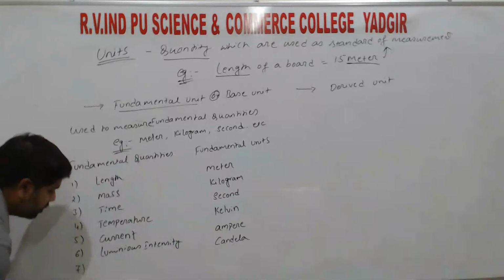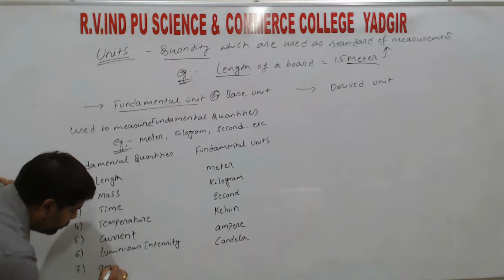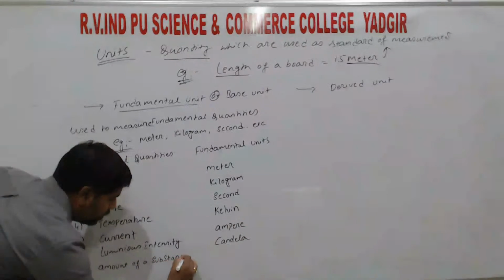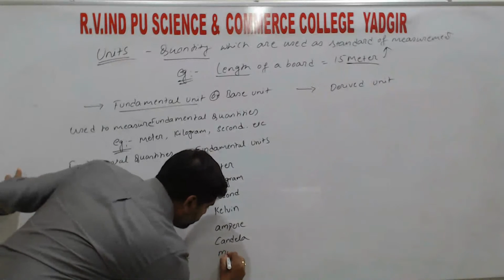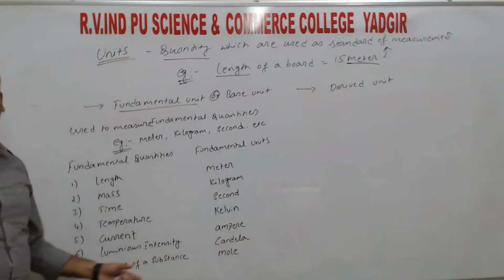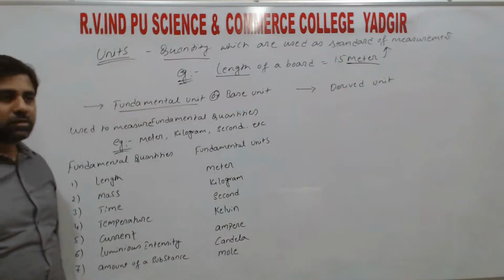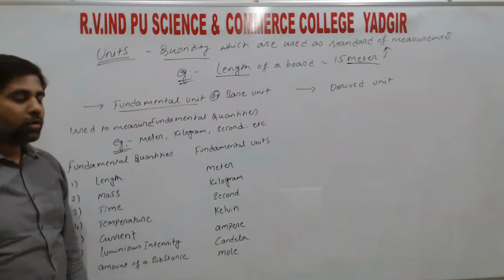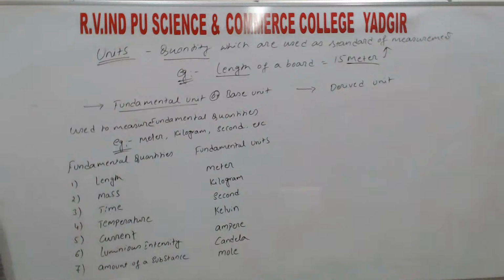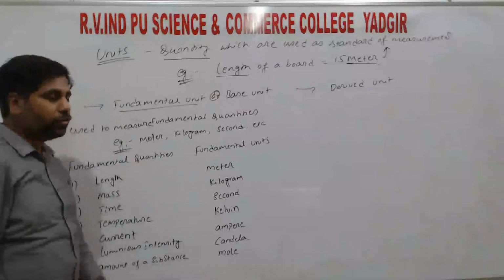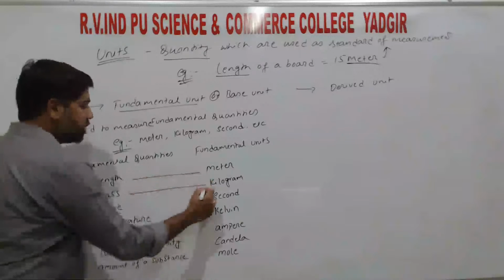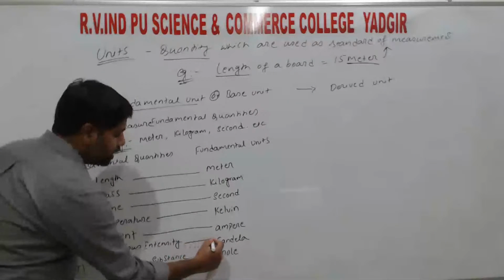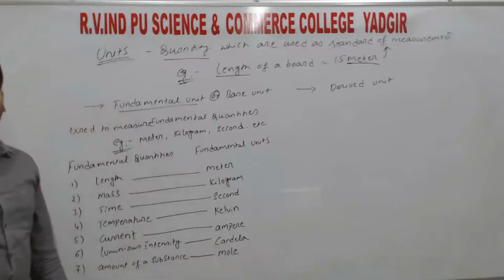And the seventh quantity is the amount of a substance. What do we measure it by? Mole. You have used it in chemistry, 1 mole of substance, right? Amount of the substance is mole. So these are the 7 fundamental quantities and the 7 fundamental units, right? Length is meter, mass is kilogram, time is second, temperature is Kelvin, current is ampere, luminous intensity is candela, and amount of substance is mole, right?